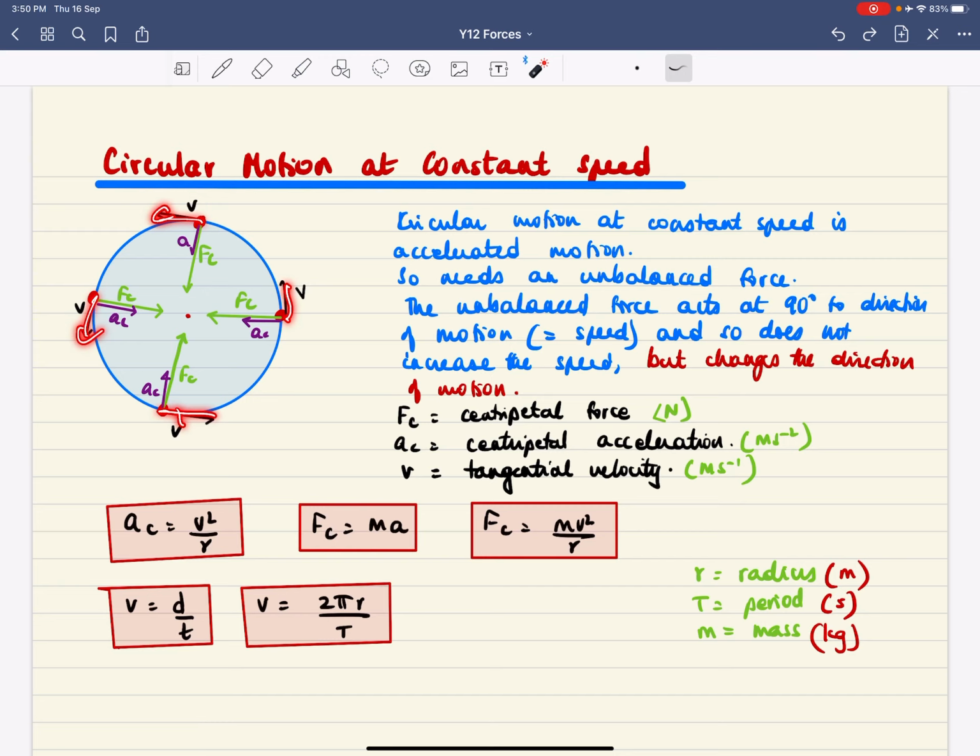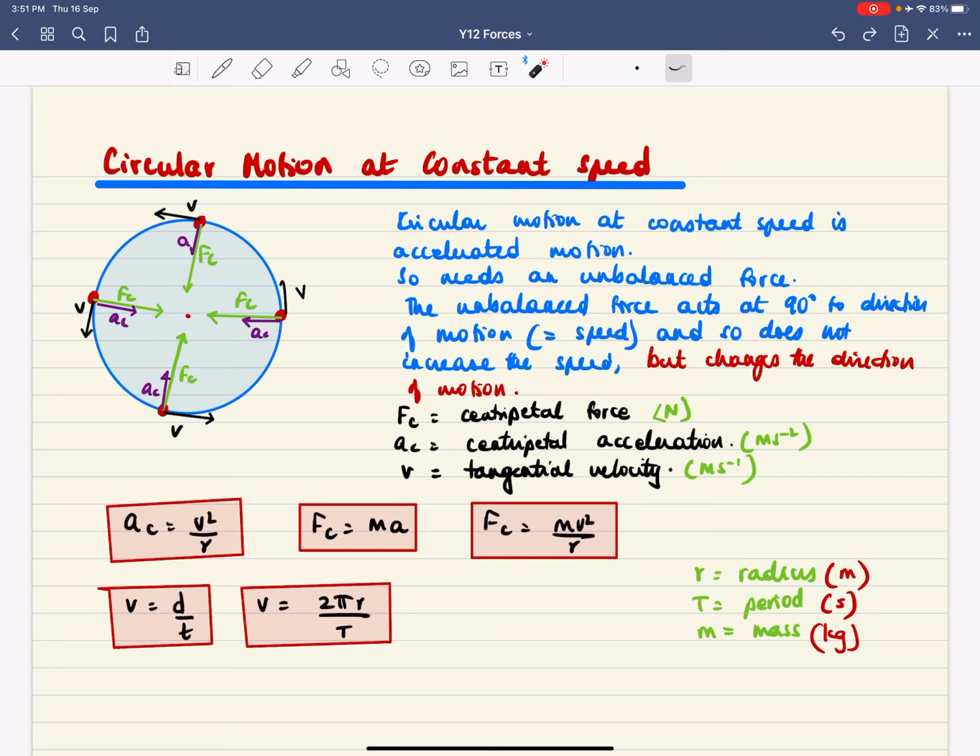Now what I've drawn here, the black arrows, is the tangential velocity. So the direction in which something is moving when it's going in a circle is always a tangent to the circle at that point. And your centripetal force, which points towards the center, acts at 90 degrees. So it doesn't have any component in the direction of motion. But what it does is not to increase the speed, but to change its direction. So that's what the centripetal force does. And so whenever you have an unbalanced force, you've got acceleration.